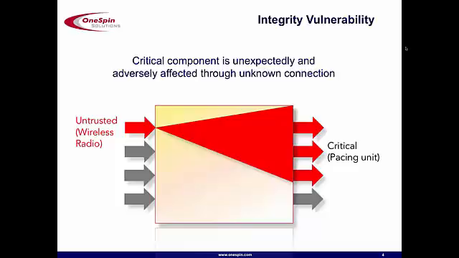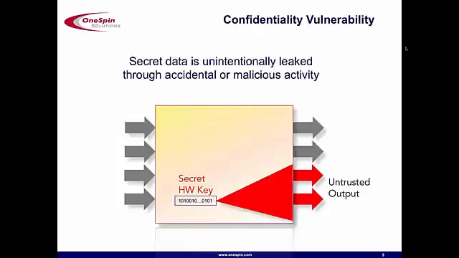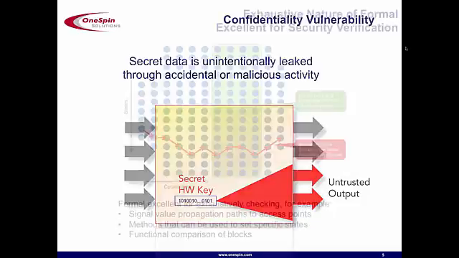The other, of course, is the confidentiality vulnerability, and a perfect example of this is trying to get at a secret key somewhere on the device and getting it to some untrusted output so the key can be read. And we've obviously spent some time talking about that already.